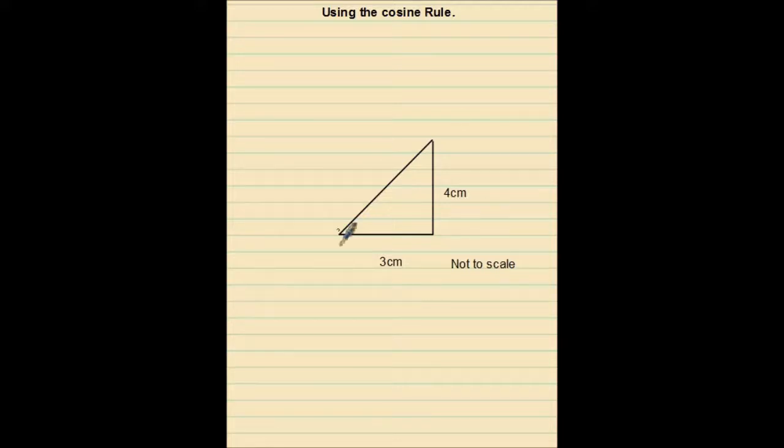What sort of triangle is this? Well, who knows? It looks like a right angled triangle, but there's nothing to say that it is. Now it is. What about this?